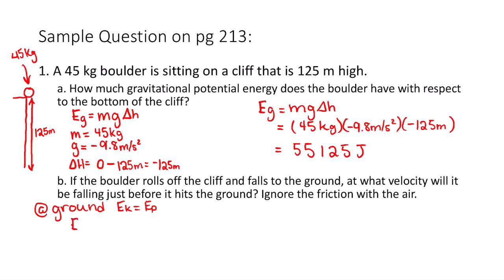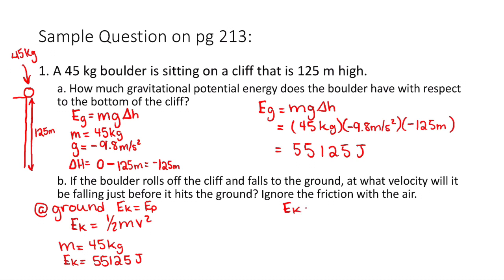So EK is equal to 1/2 mv squared. We have our mass of 45 kilograms. Kinetic energy, which we just solved for in part A, is 55,125 joules. A way you can solve this is obviously using the formulas that I gave you in the last 2 slides ago. But alternatively, you can plug things in and solve algebraically. So I'll show you that.